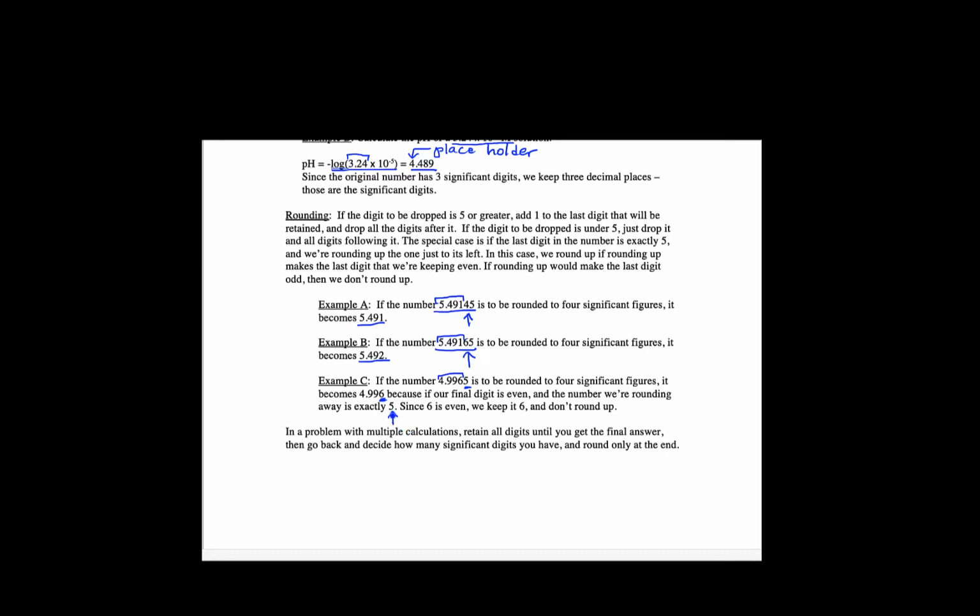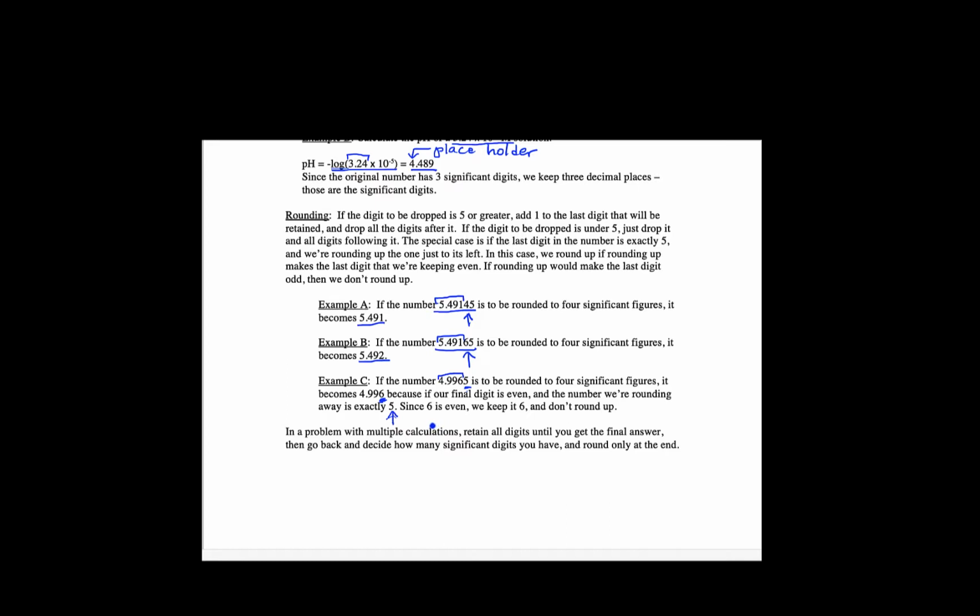If we have exactly 5 as the digit being rounded off, then we're going to keep our last digit even. So if that means that we had a 5, like it was 4.9955, then I would round up to 4.996 to make it even. If I have an even number as the number next to the 5 that's in question, then I'm going to just keep it even. So this comes up very rarely because we almost never have exactly 5 at the end of a number, but I just wanted to mention it.